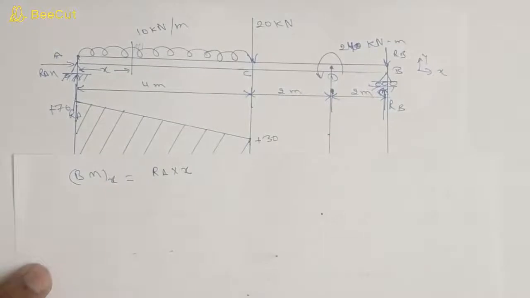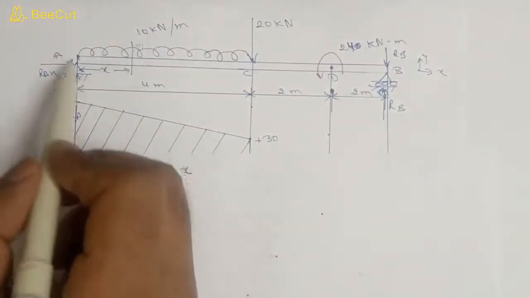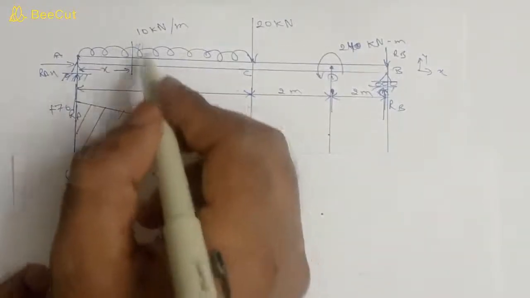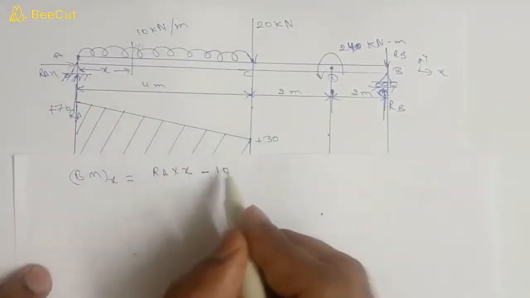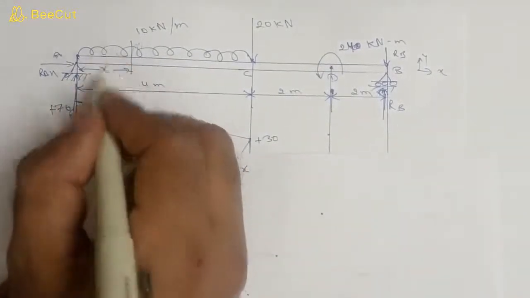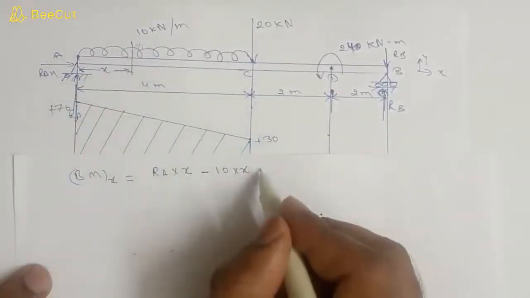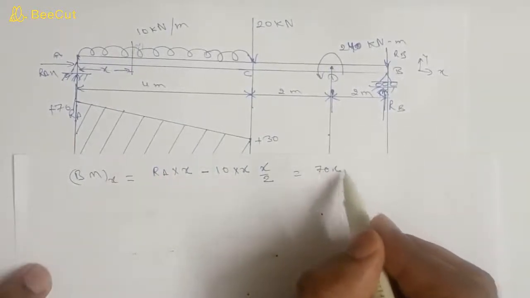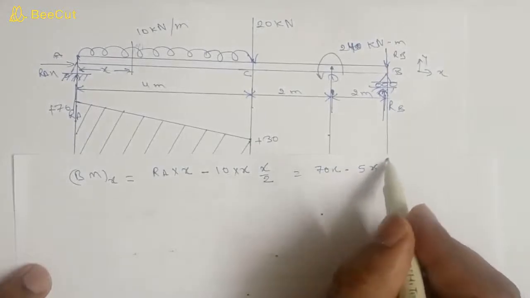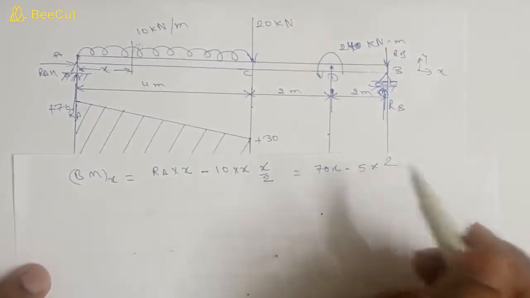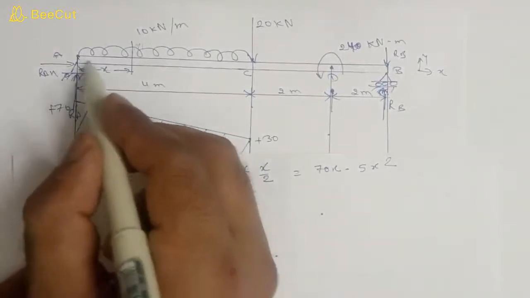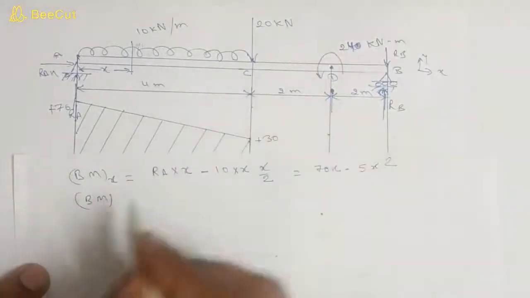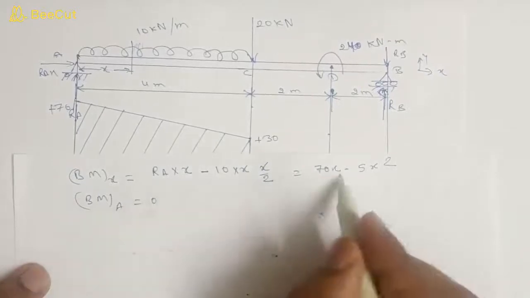So this is a sagging moment, this is bending the beam like upward, so it will become positive. And minus, this is bending moment like downwards, a hogging moment, so it will become negative due to this UDL. Minus 10 into x is this distance, and the centroidal distance from this cross section will be x by 2. So RA is 70, so 70 into x minus 10 by 2, which is 5x square. So this is the equation of a parabola. So bending moment will be a parabola from point A to point C. We will calculate bending moment at point C; at point A it will be 0 because x is 0.